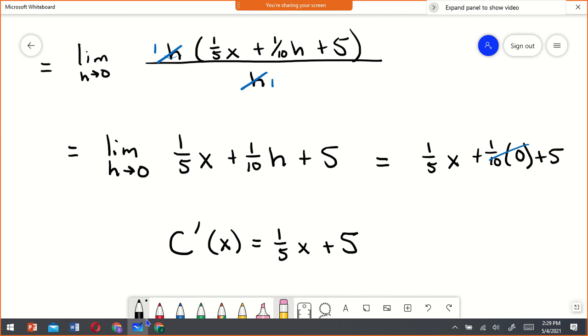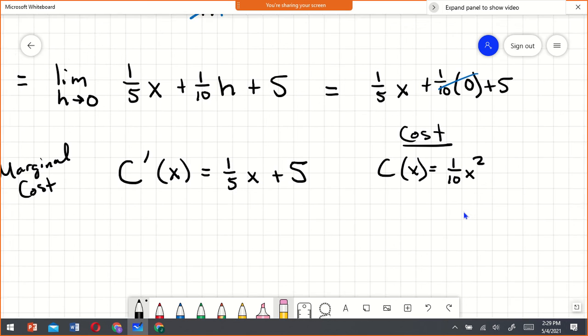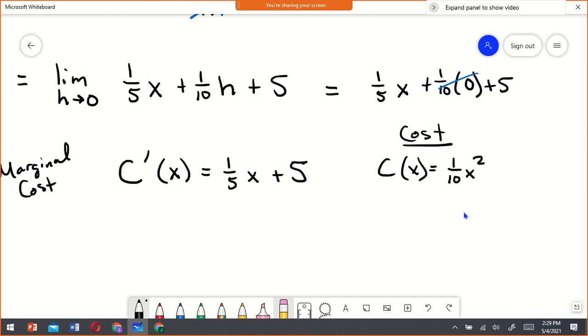So that is my marginal cost, the cost of producing one more ton of steel. Then my regular cost function that was given to me, I'm just going to copy from the original problem because it's way up high on my whiteboard here. It was 1/10 x squared plus 5x plus 1,000. So this is the original cost function given in the problem. Here is my marginal cost that I have now figured out by taking that derivative.